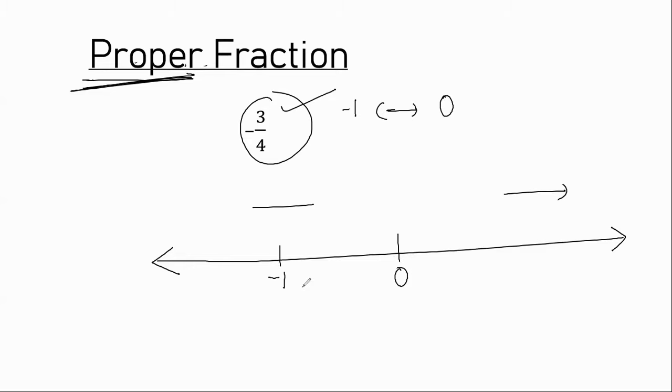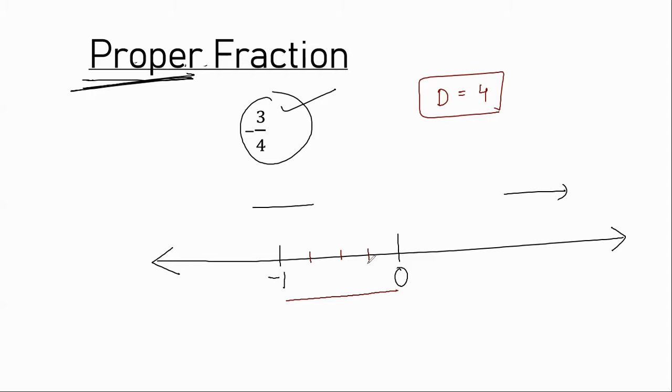Now, what you have to do is look at the denominator. The denominator is 4. So we have to divide this part between 0 and -1 into 4 parts. To make 4 equal parts, we put 3 lines in between, one less than 4, which is 3. So we have to draw 3 lines.